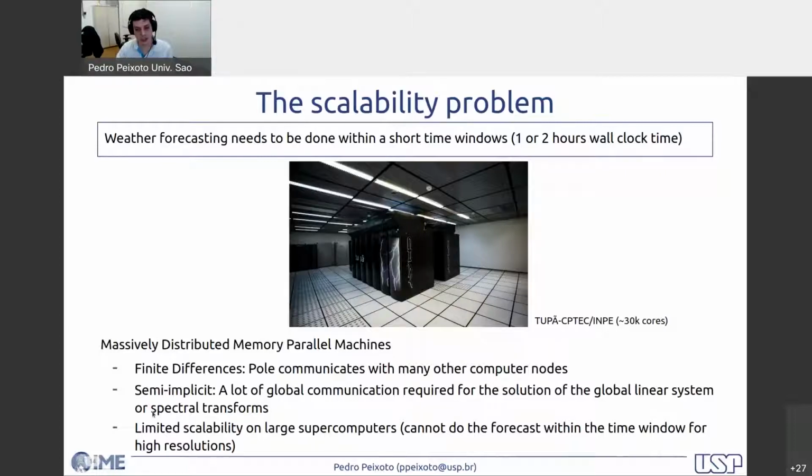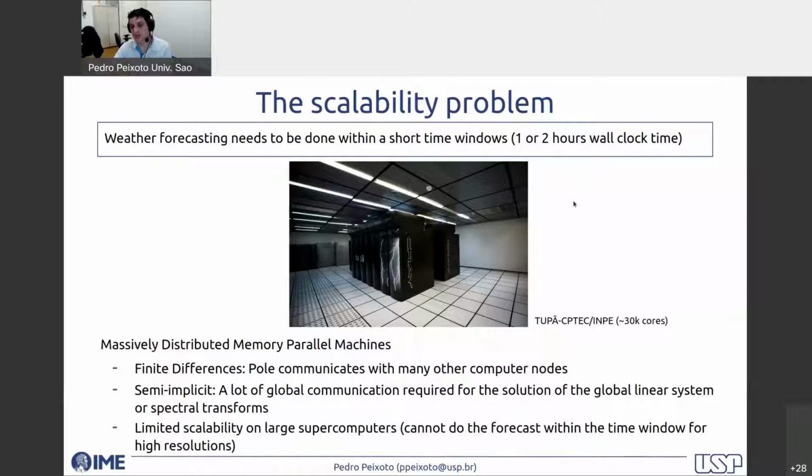And this global communication is what is limiting the scalability, for example, on the European Center model. So they are basically reaching the limit of scalability at the moment. So no matter how large the computer they buy, they will not be able to keep within this short time window if they want to go higher resolution. So that's the main issue.